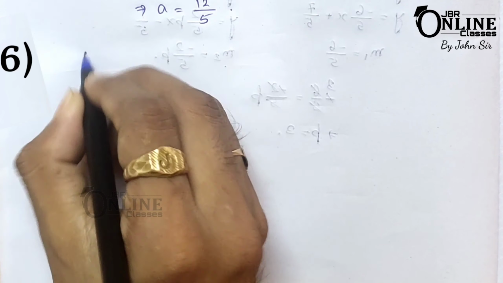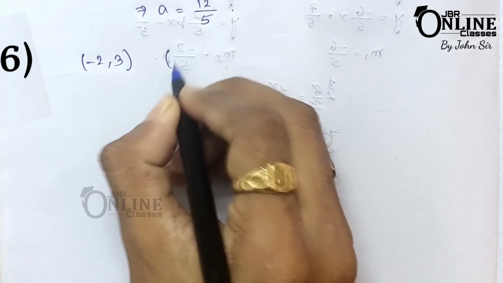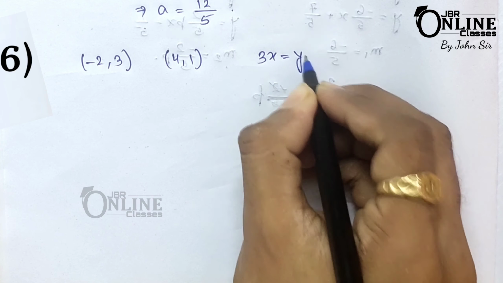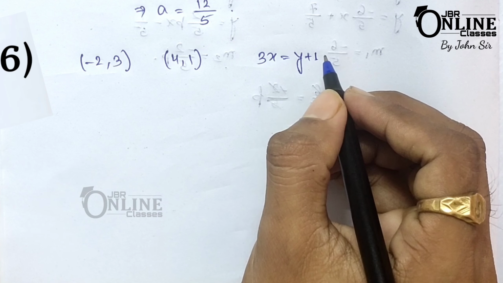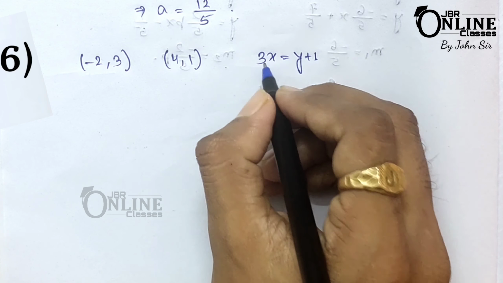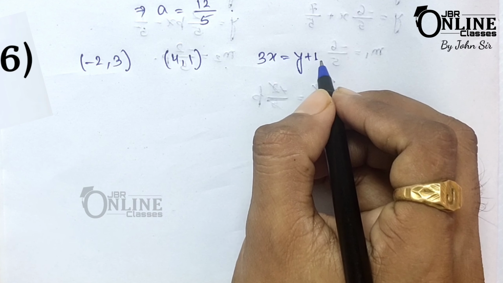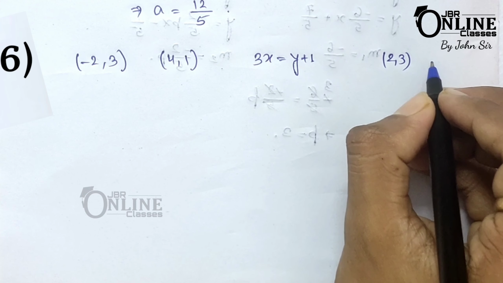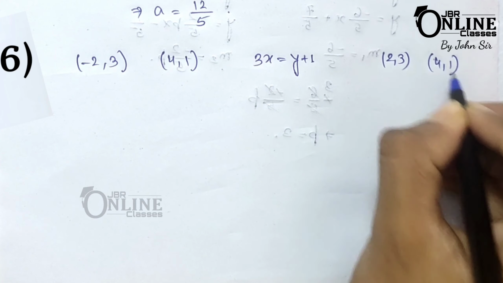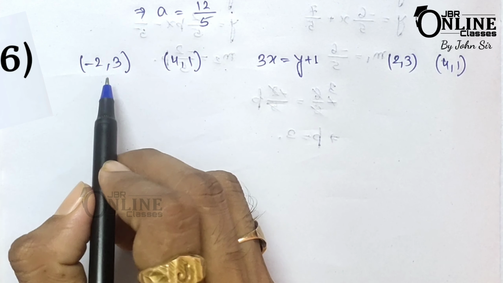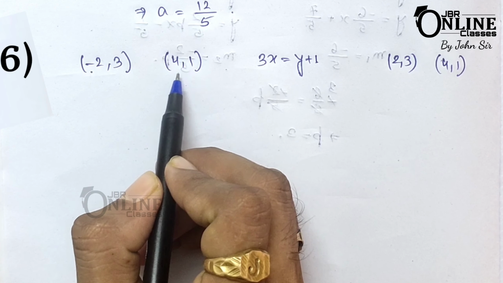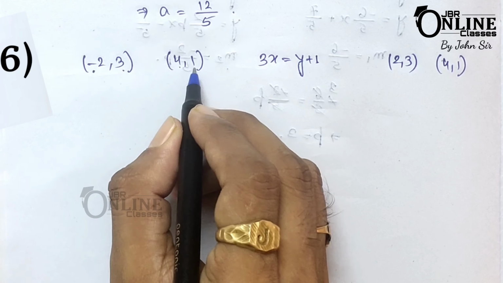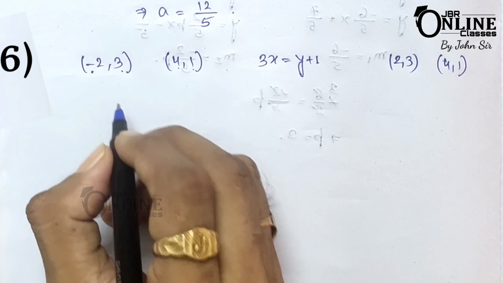Is the line through minus 2, 3 and 4, 1 perpendicular to the line 3x equal to y plus 1? So that is the first question. Now next question, does the line 3x equal to y plus 1 bisect the join of 2, 3 and 4, 1? So first I am going to solve this one. Is the line through this point and this point perpendicular to this line? As minus 2, 3 and 4, 1 are two coordinates, from that you can easily find out the slope.